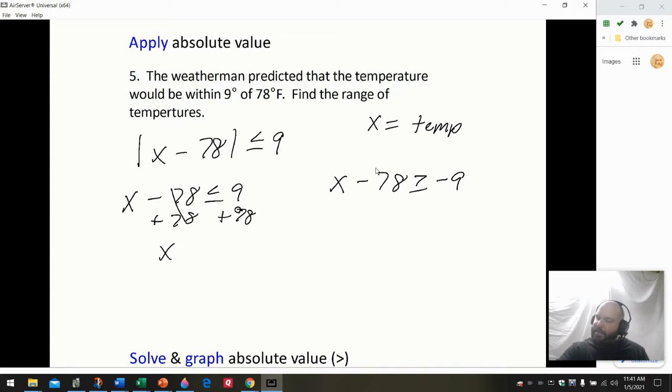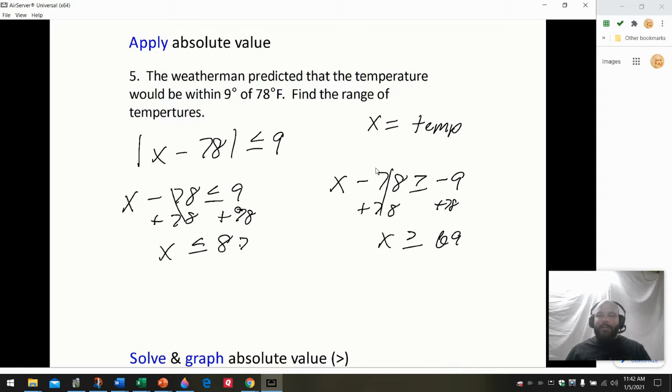And I would get x is less than or equal to 87. Now this one, I would also add 78 to both sides, and I would get x is greater than or equal to 69. And so now I have two answers. My two answers say that x has to be less than or equal to 87, or it has to be greater than or equal to 69.